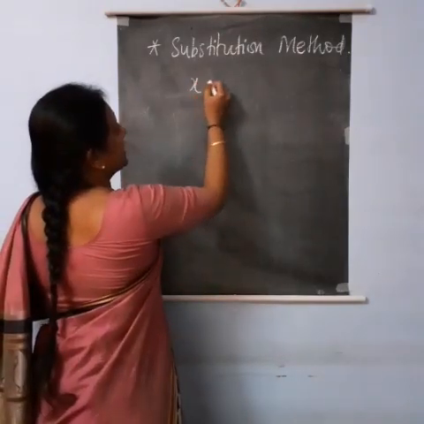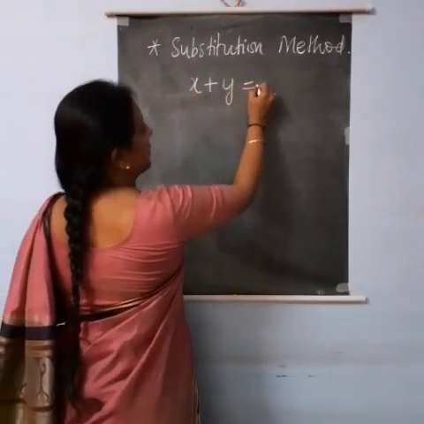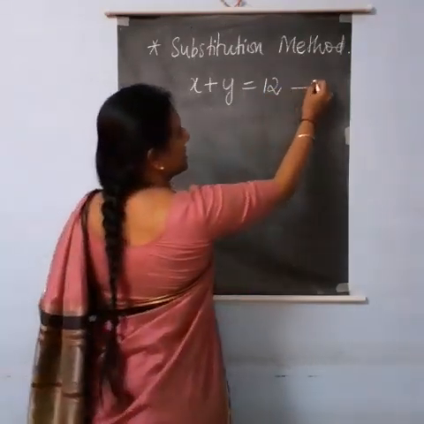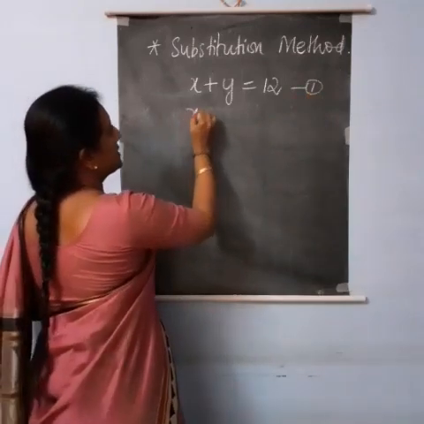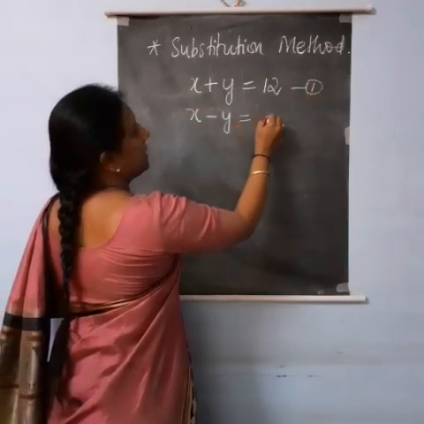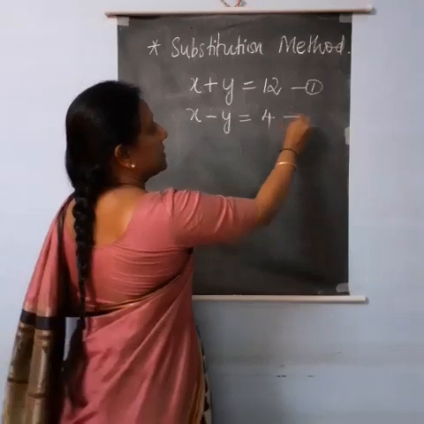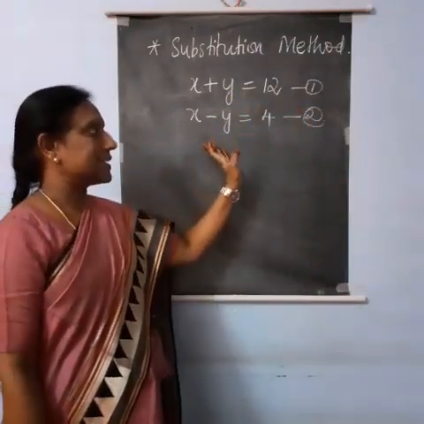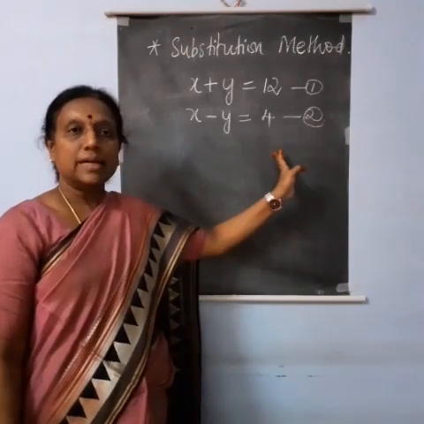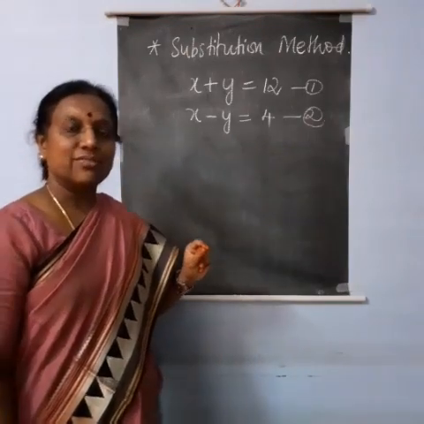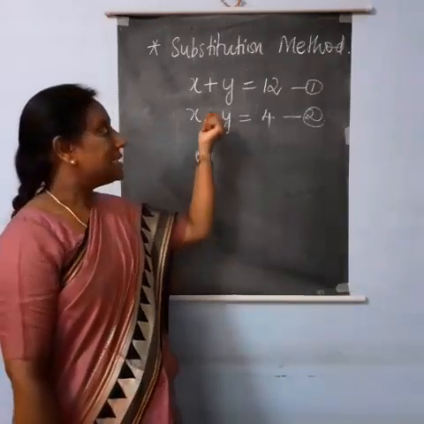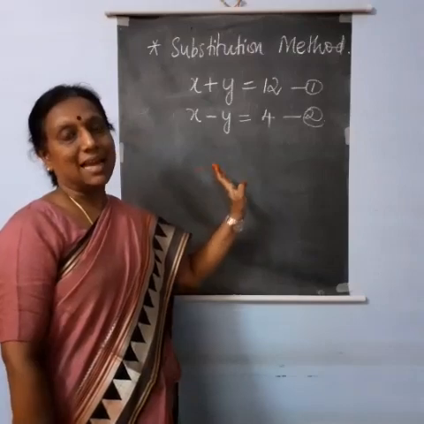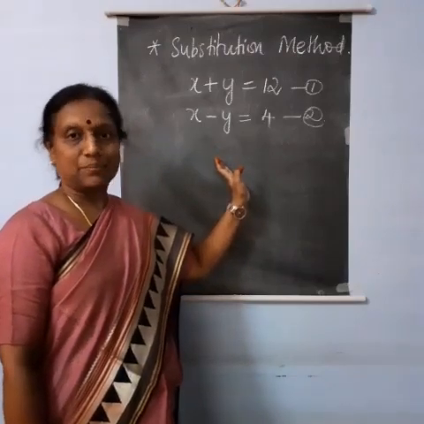Now the first thing, let us say the first equation is x plus y equal to 12, right? Let us mark this as first equation. Just say the second equation that is given is x minus y is equal to 4. So this is my second equation. We will name the first equation as 1 and the second equation as 2. Now what we have to do is find the value of either x or y from the first equation and substitute that value in the second equation, right?